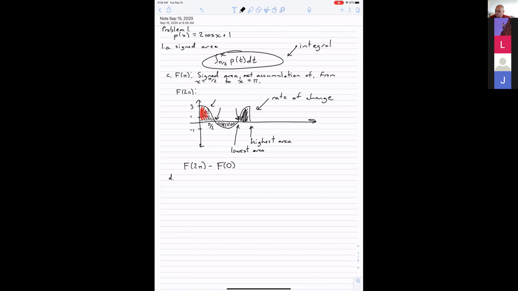Pi over 2 and 4 pi over 3. I'm sorry, one more time? 2 pi over 3 and 4 pi over 3. Right. So those points right here, that's 4 pi over 3. And this is 2 pi over 3.